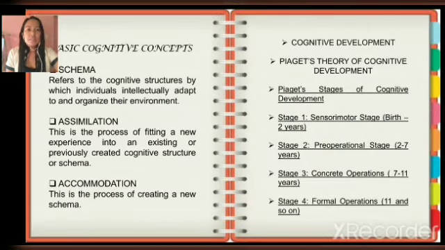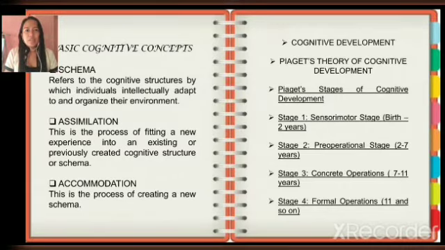Next, the basic cognitive concepts. First, the schema. It refers to the cognitive structures by which individuals intellectually adapt to and organize their environment.